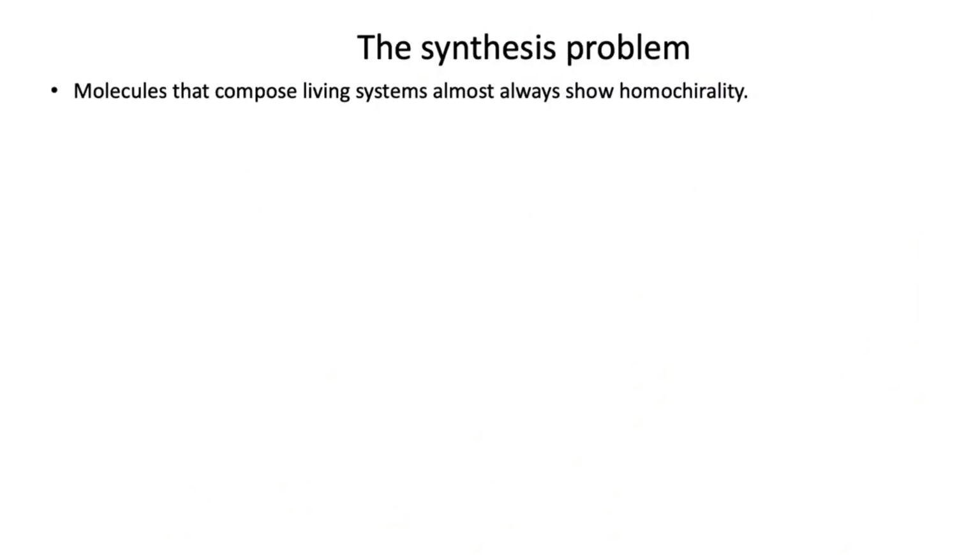So here's the synthesis problem. If you just want to make the molecules, remember we have to make those 4 classes of molecules. Molecules that compose living systems almost always show homochirality, meaning that they have one-handedness and not the other. The vast majority of biological molecules, except for very small ones like water and acetic acid, anything larger than that, have mirror images, just like your left hand and your right hand. They're non-superimposable. You can't put a left-handed glove on your right hand. It doesn't fit. All molecules are like that in biology.